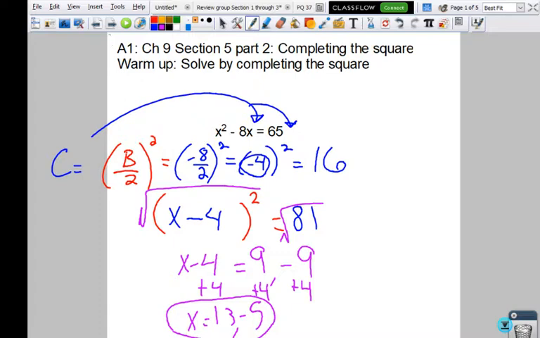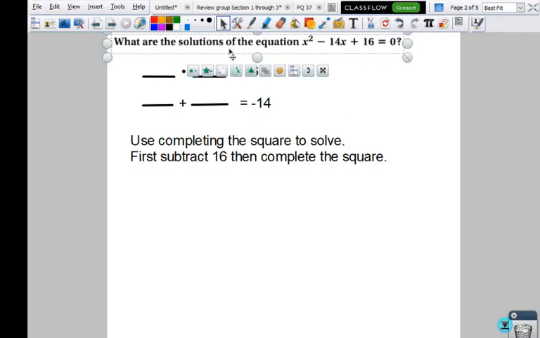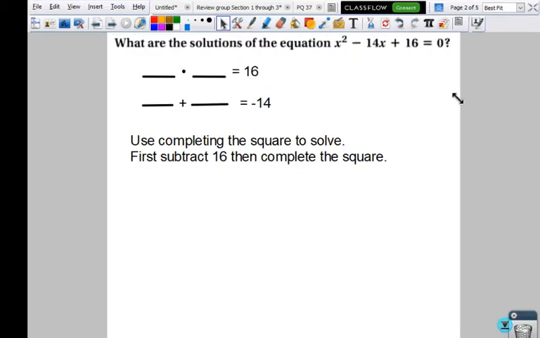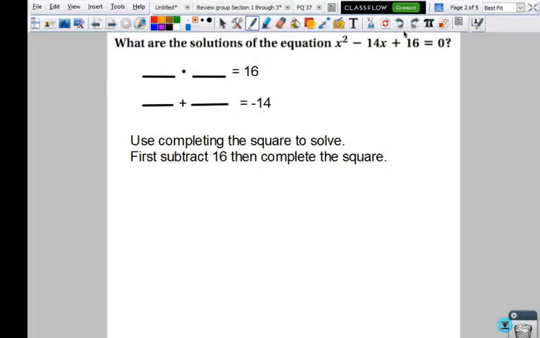So we are still going to be completing the square like we did in our warm-up here. But let's look at this problem first. I have x squared minus 14x plus 16 equals 0. This looks like an in-the-middle factor problem, right? What times what is 16 and adds up to negative 14? So let's go through some of these.